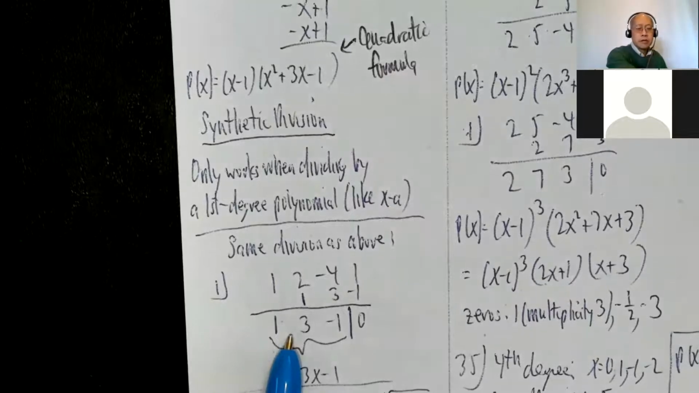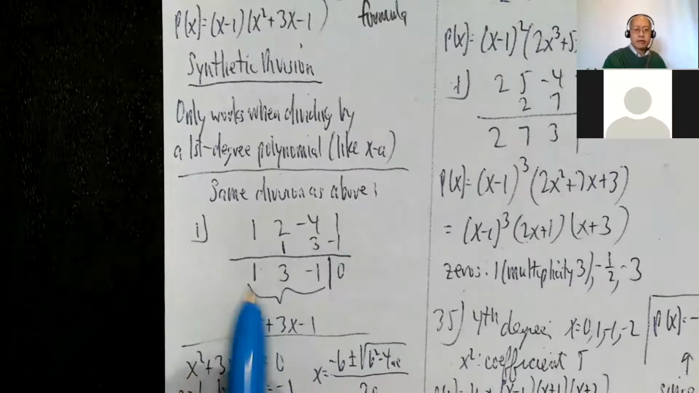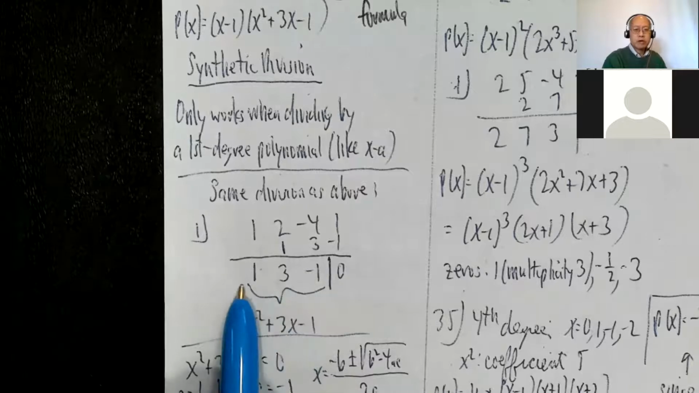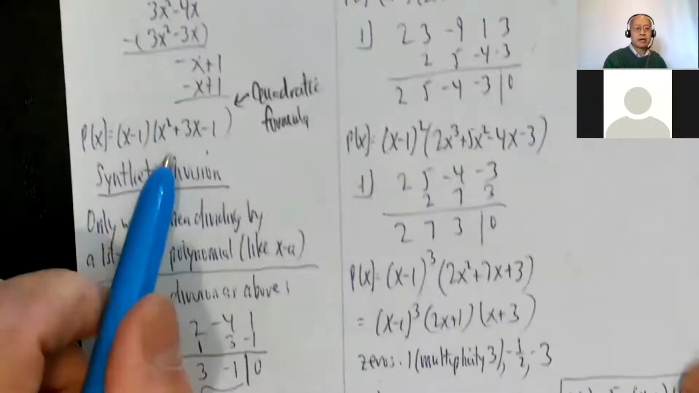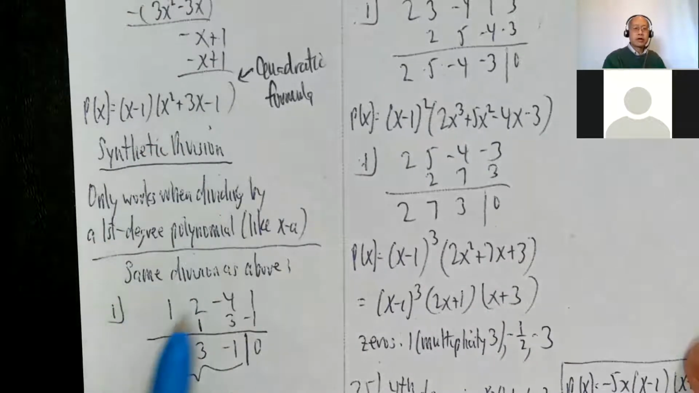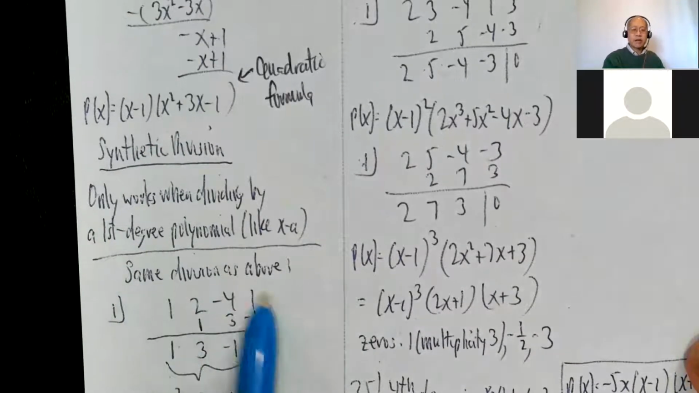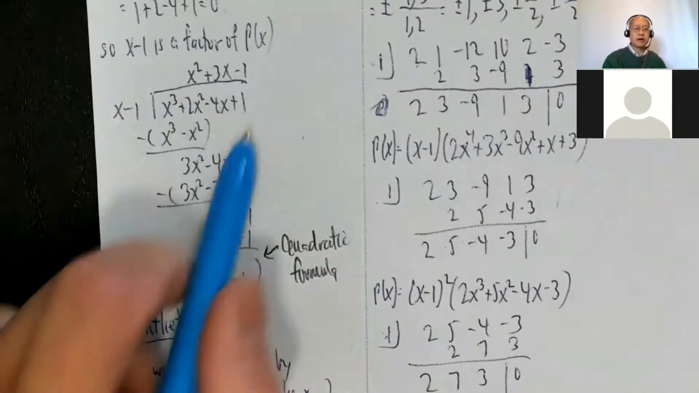This new polynomial is depressed by 1 degree. It used to be 3rd degree, so it's 2nd degree. So how do I read this off? X squared plus 3x minus 1. Exact same answer. But notice how much more compact it is. I get the same information. I didn't have to write all the x's and all the x squareds and all the x cubes.